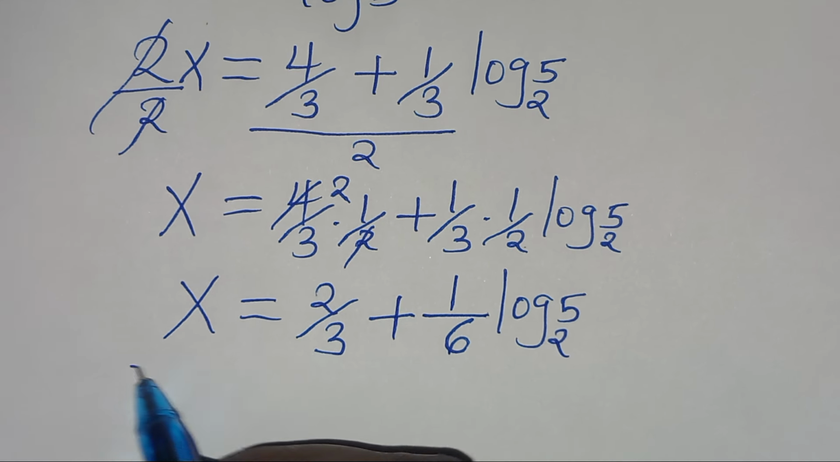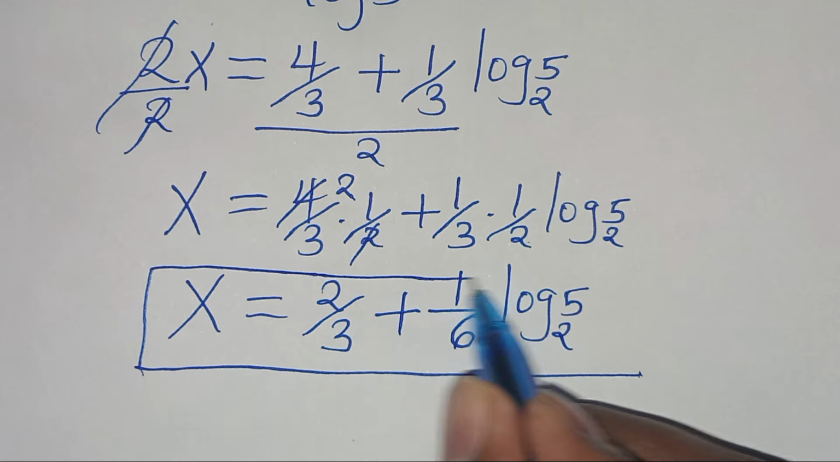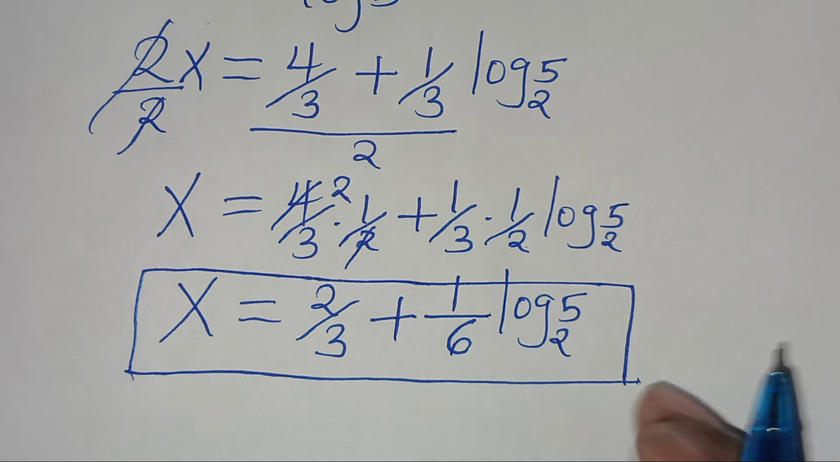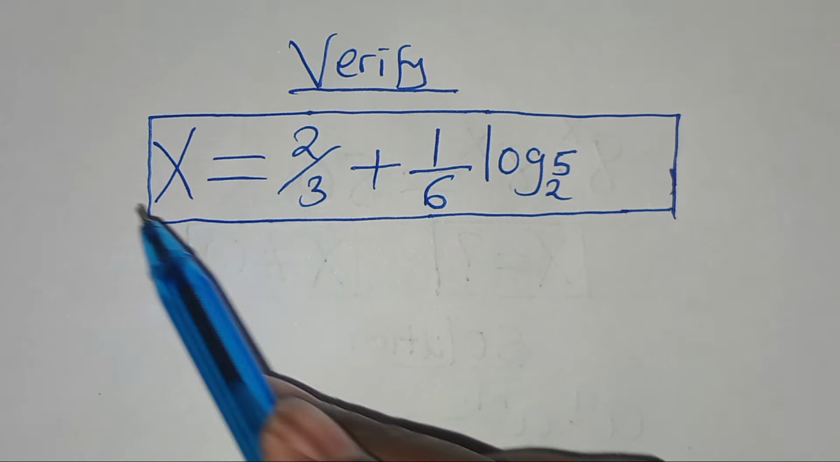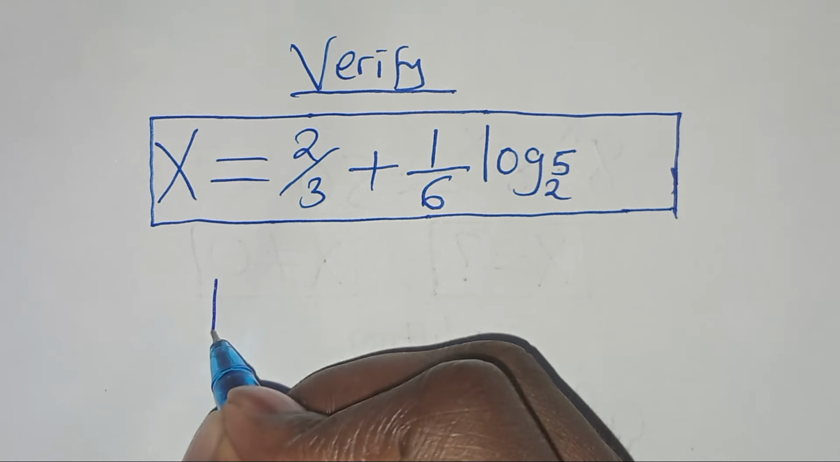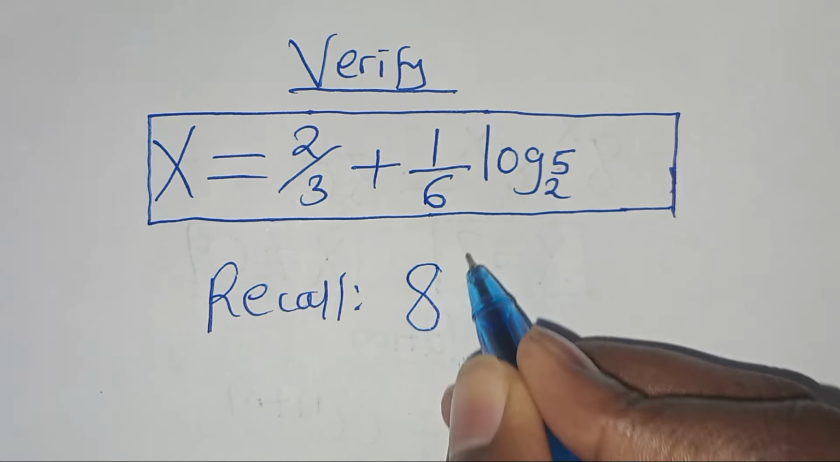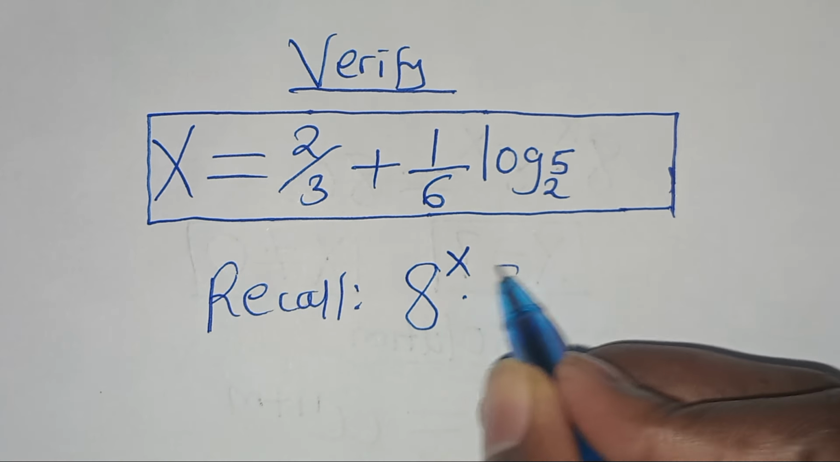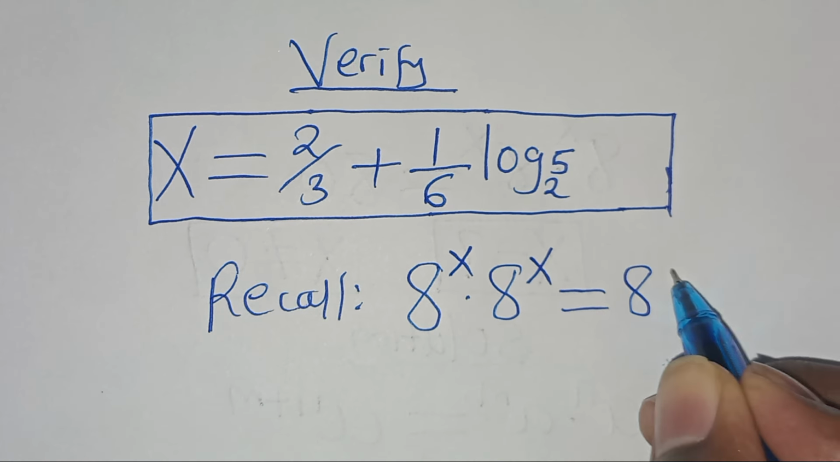And this is the value of x. So the next step from here is to verify that this value of x satisfies the equation as follows. Now let's verify that this value of x satisfies the equation. Now, if you recall, we have 8 to the power of x times 8 to the power of x. This is supposed to be equal to 80.